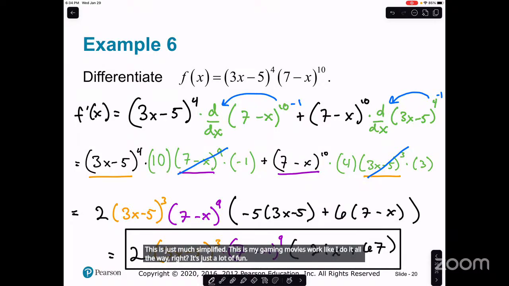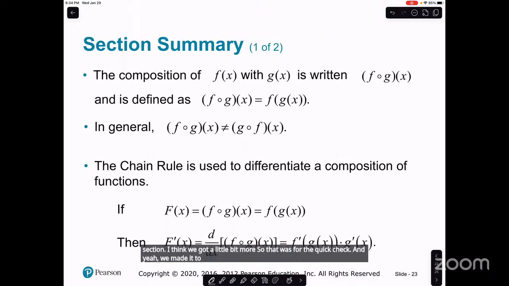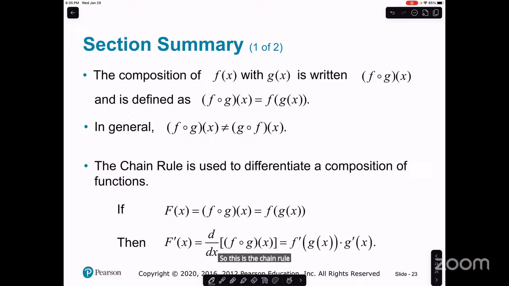Okay, so we got that one. It is time to go into the next section. I think we got a little bit more. That was fun. A quick check, and we made it to the end of that one. So this was the chain rule, and I'll make a copy of these notes at the end of class. The main takeaway with the chain rule is that it's the derivative of the outside function times the derivative of the inside function. It takes a little bit of practice, but it's doable.